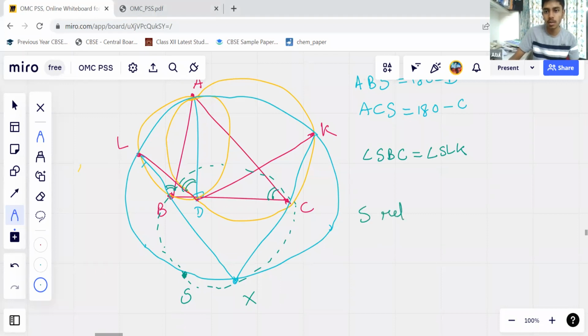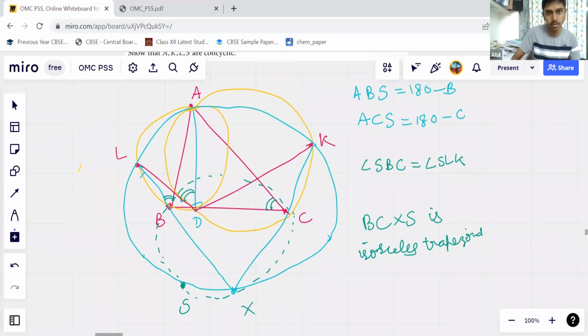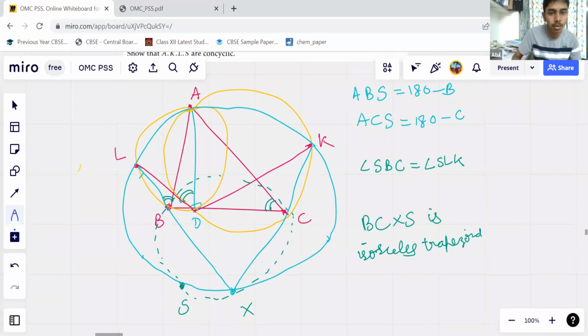Let's just write it down. BCXS is an isosceles trapezoid. Whether S lies on XBC or S lies on ALK, that we do not know yet. But we will find out.